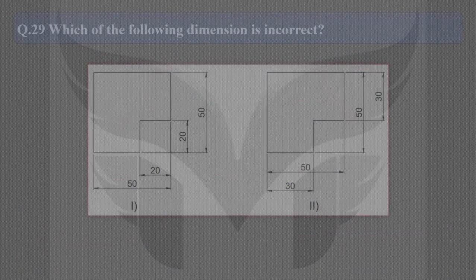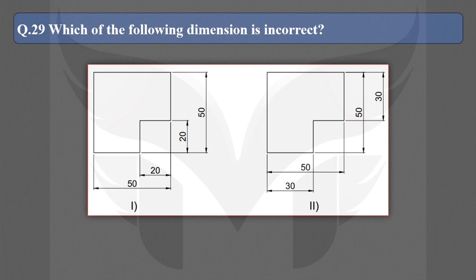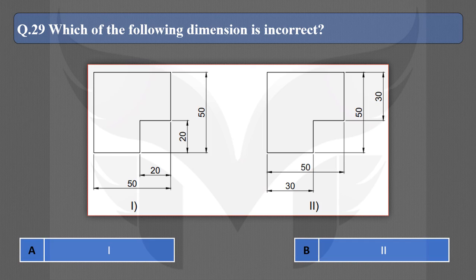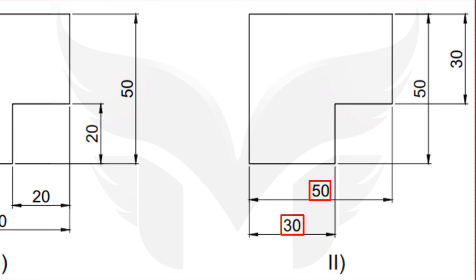Let's see the next question. Which of the following dimensions is incorrect? Here are our two options. And here the correct option is B. Means in the second figure, dimensions are given incorrectly. Let's see it. Here, when we see these two dimensions which are 30 and 50, the extension line and dimension line are crossing each other. And this is incorrect. To avoid this, we should give the smaller dimension 30 first and the larger dimension 50 later, that is below 30.